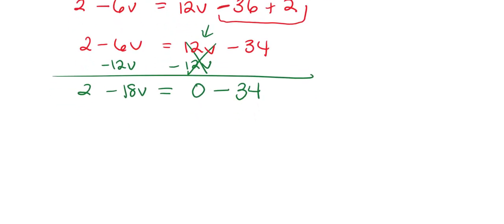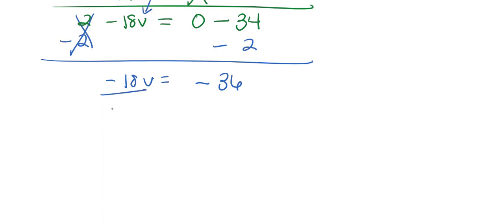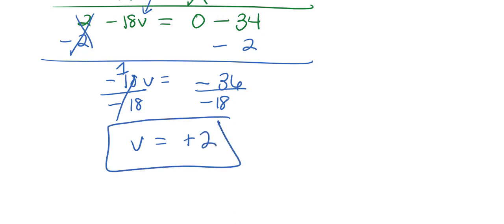Then our next step will be to get this v closer to being by itself. So we're going to subtract 2 on both sides. On the left-hand side, we're just left with negative 18v, and then 0 minus 34 is just minus 34. But then we have minus 34 minus 2, well, that would be minus 36. Now, in order to undo multiplication, we divide by minus 18 on both sides. So minus 18 divided by minus 18, well, that's just equal to 1v. So just v. Minus 36 divided by negative 18, well, that's just positive 2. Or we could just leave it as 2. But that would be our solution.